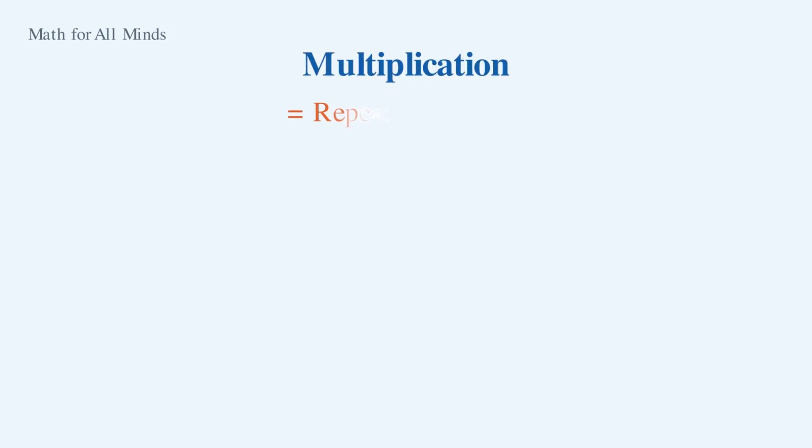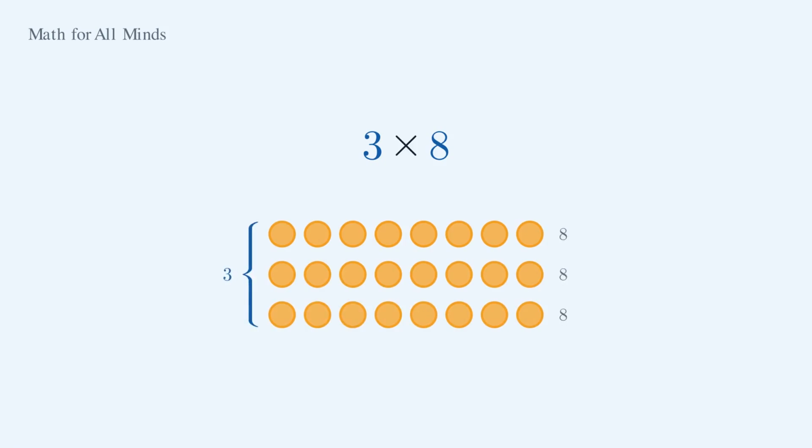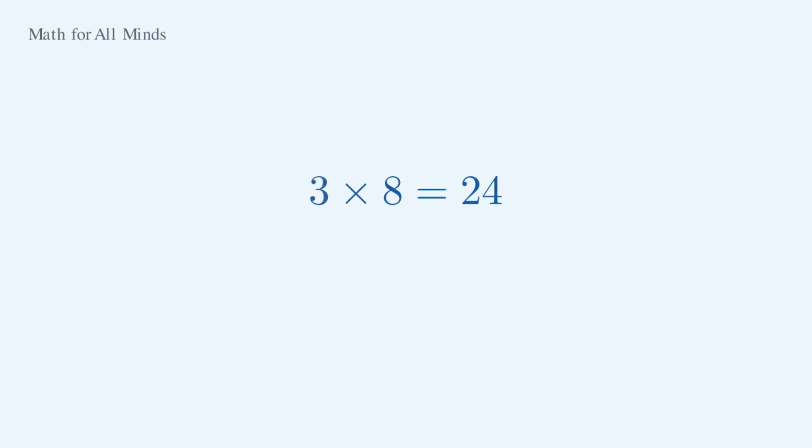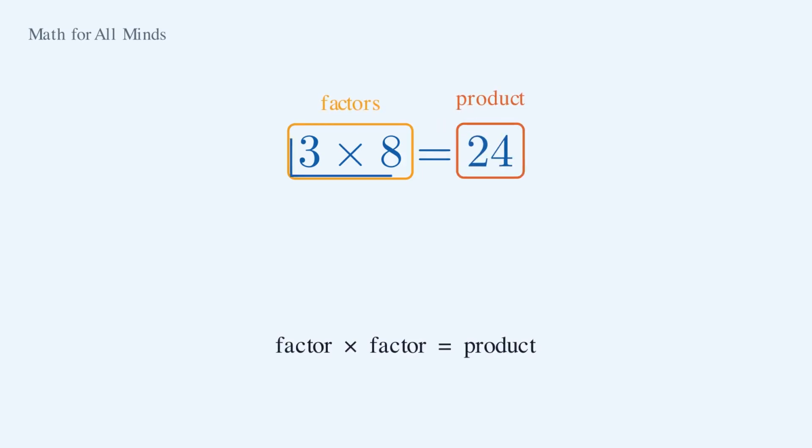Let's start with the basic idea. Multiplication is just repeated addition. When we write 3 times 8, we mean add 8 to itself 3 times. Each number being multiplied is called a factor. The answer is called the product. So in 3 times 8 equals 24, both 3 and 8 are factors, and 24 is the product.